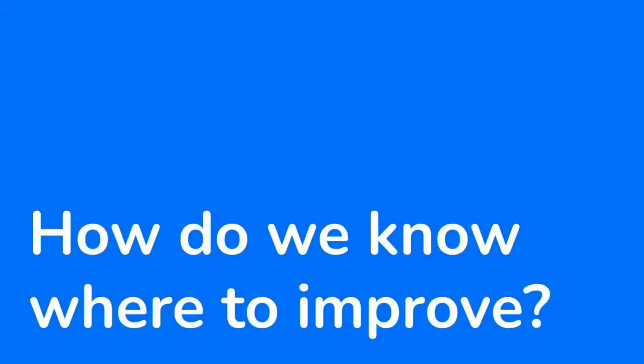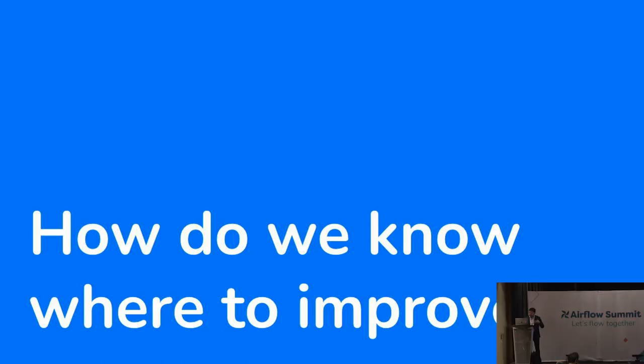And you might be thinking that maybe a data catalog, maybe that graph already is giving you some ideas about a solution. Maybe you're already thinking of things that could be improved in that flow. But I think it's important to consider how to know where to improve specifically.